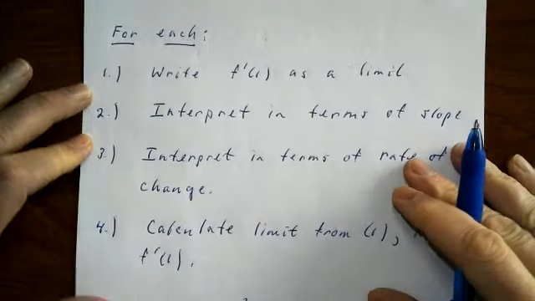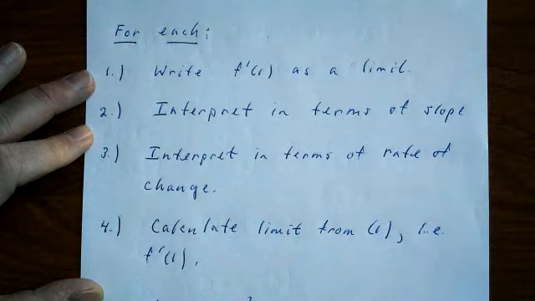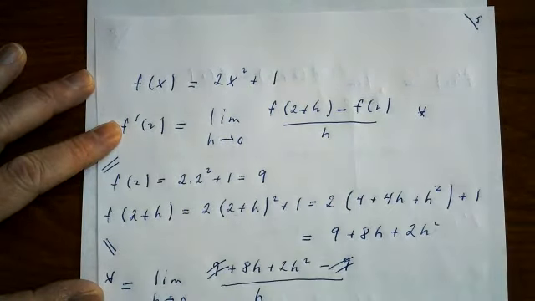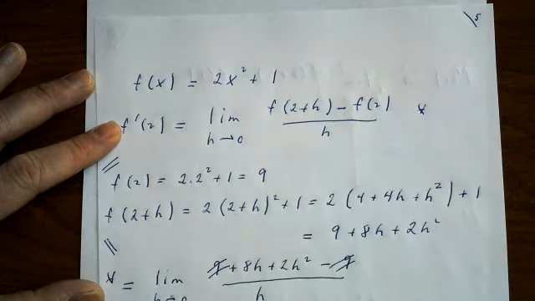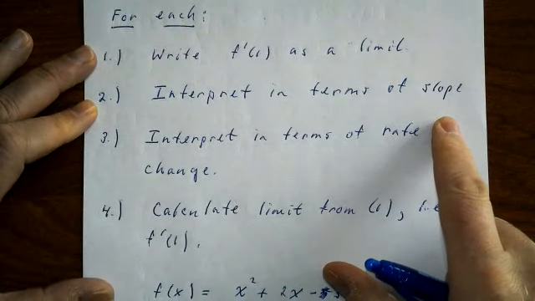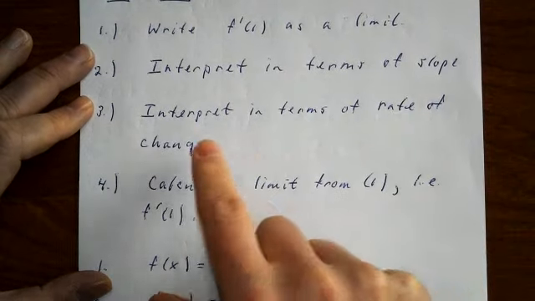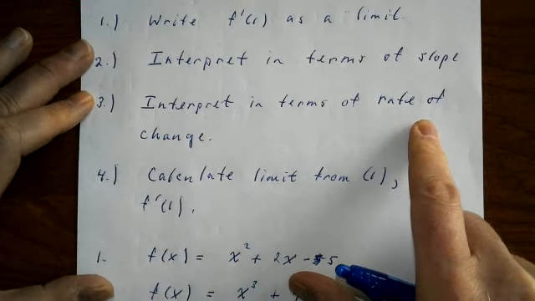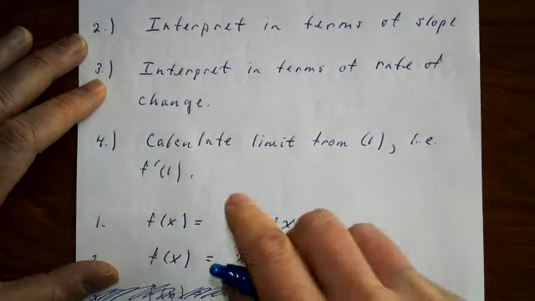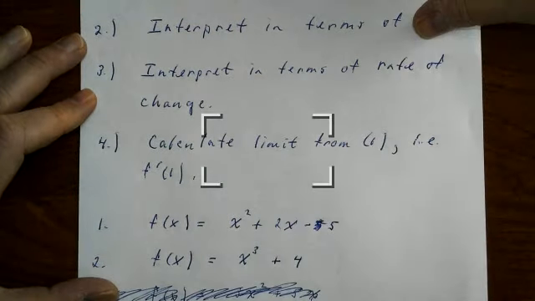So I'm going to give you a couple problems to work on. For each problem, I want you to write f prime of 1 as a limit. Remember, this is how we express the derivative as a limit. So you're going to want to replace the 2, obviously. Interpret f prime of 1 in terms of slope. Be very careful. Is it a tangent line or is it a secant line slope? Interpret in terms of rate of change. Be careful to distinguish instantaneous versus average rate of change, and then calculate the limit from 1. In other words, calculate f prime of 1.